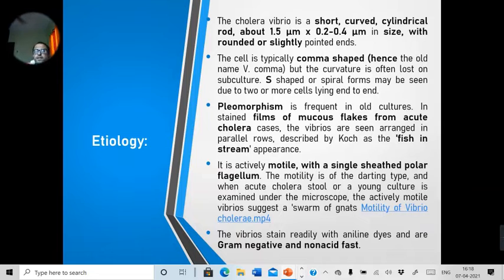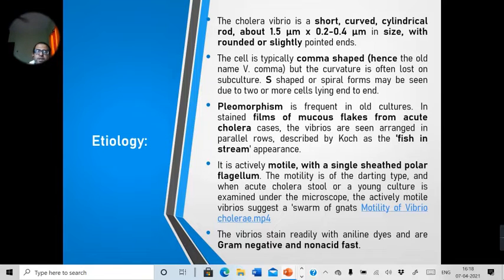Okay, this bacteria also shows a comma shaped structure. Because of that, earlier this bacteria was named Vibrio comma because of the comma shaped structure which is observed here. Now this curvature, comma shaped structure, is only observed before isolation. After isolation on the medium, this curvature is lost. As we continue the subculturing, the curvature of this bacteria is lost.